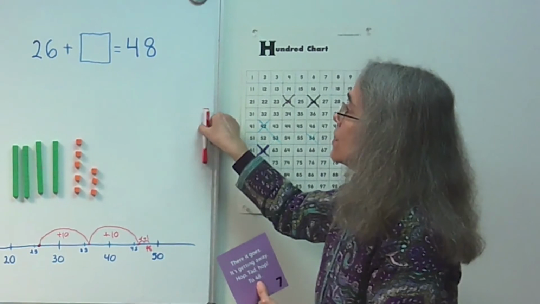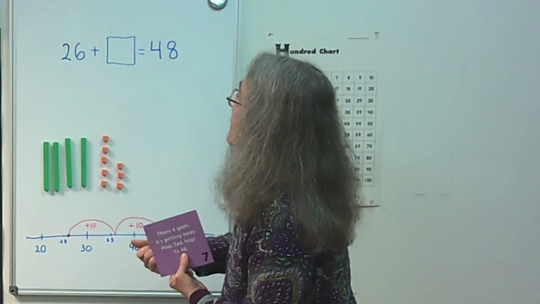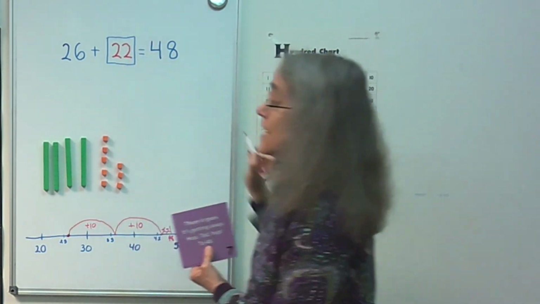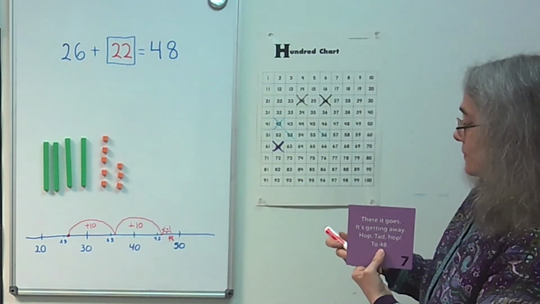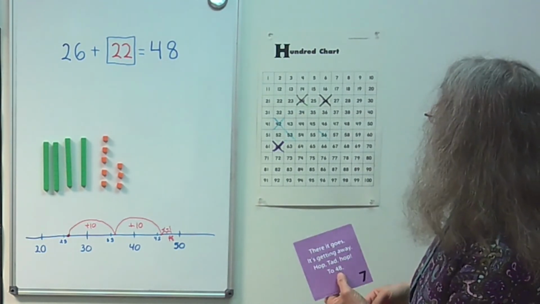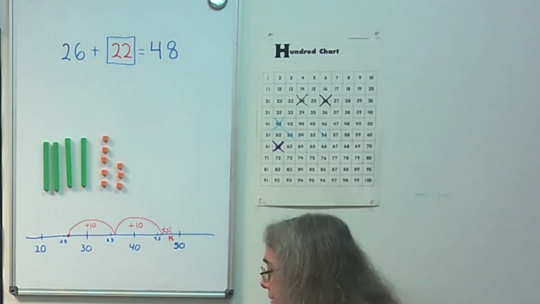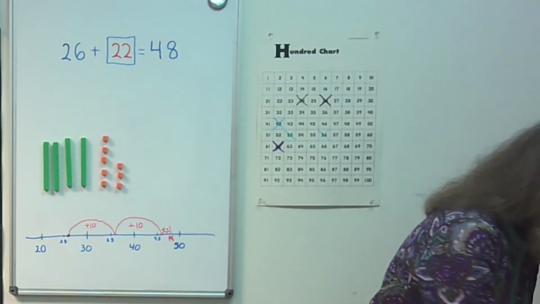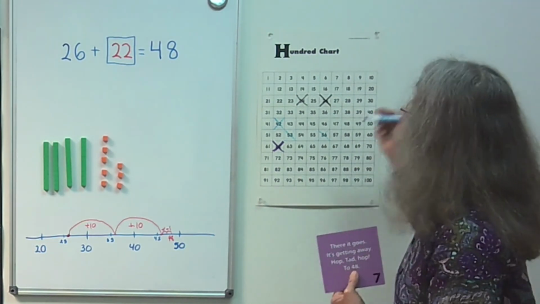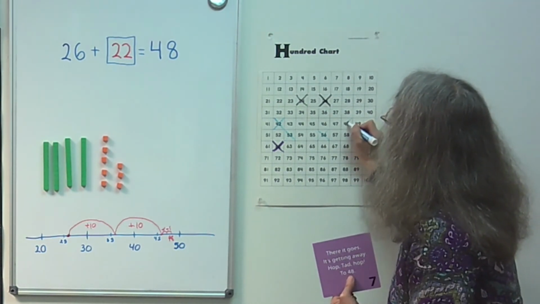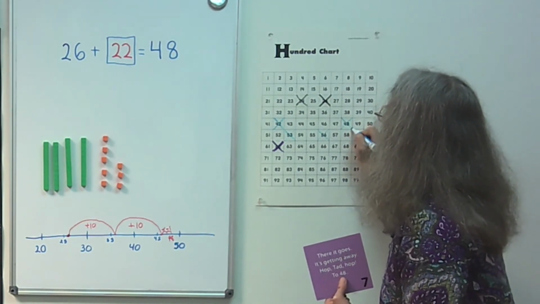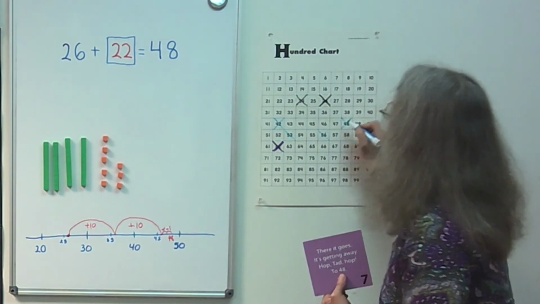All right, now we can write our number in. We know that 26 plus 22 equals 48. And we'll mark our 48 on the chart. And that needs to be with the blue marker. So 48 on the chart with a blue marker. So get out your 100 chart. 48 on the chart.